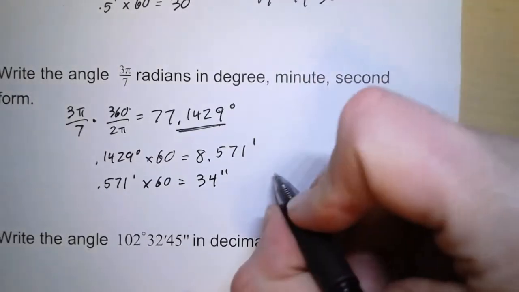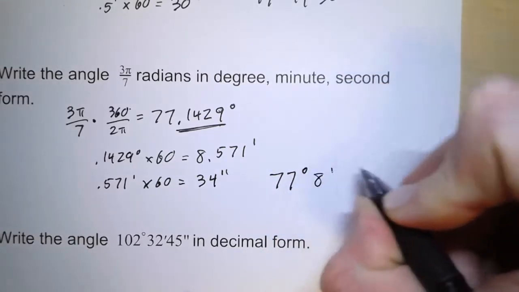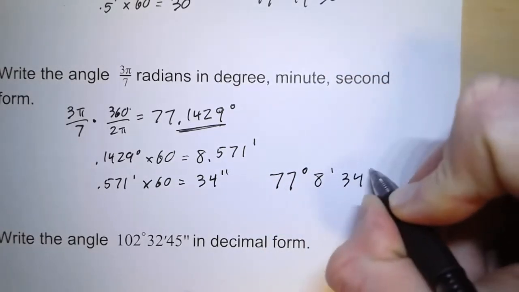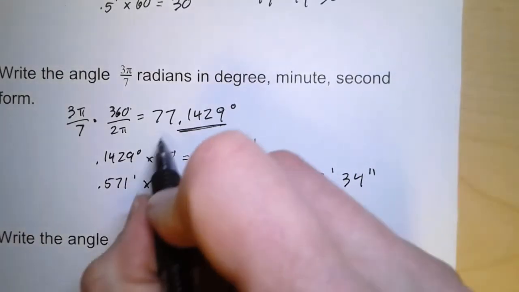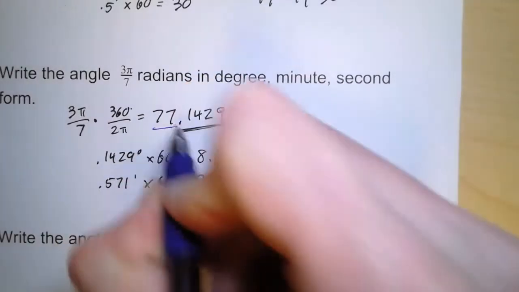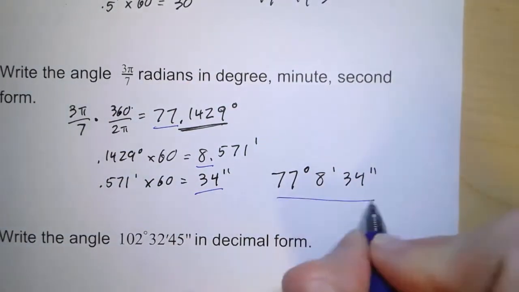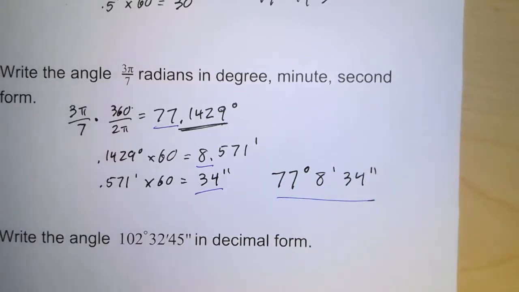So in degree, minutes, seconds form, it's going to be 77 degrees, 8 minutes, 34 seconds. Because what we do in our final answer is we take the whole numbers that we get, the 77, the 8, and the 34, and that's what shows up here.